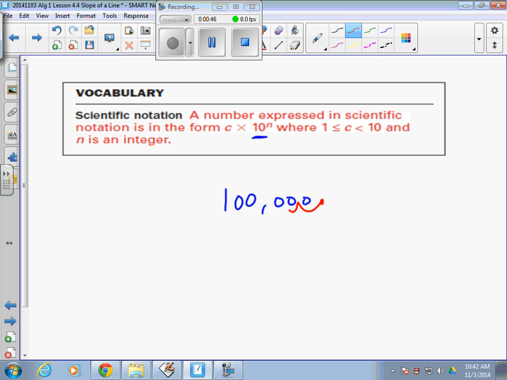So you'd move it once, twice, three, four. You'd move it 5 times in this case, and 100,000 would become 1 or 1.0 times 10. And we moved it 5 times, so it'd be to the 5th power. That would just be an example of scientific notation. The key with scientific notation, it has to be between the numbers 1 and 10. And in fact, it has to be smaller than 10, but it can be 1.